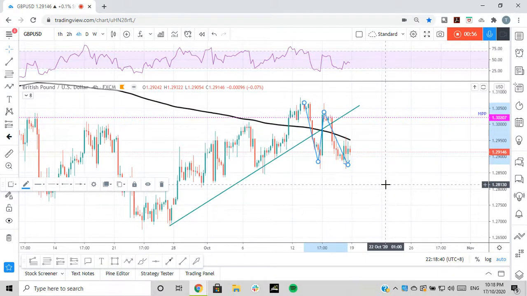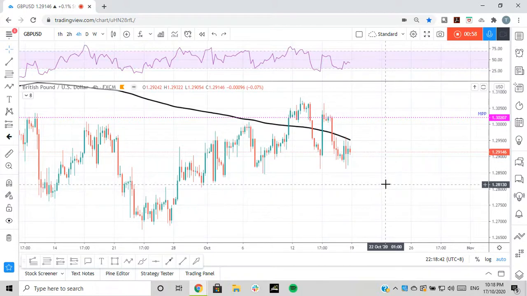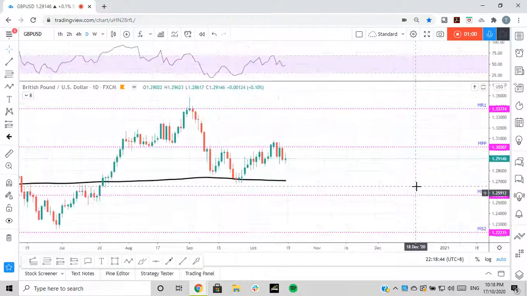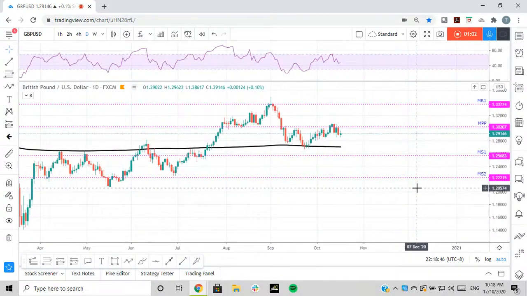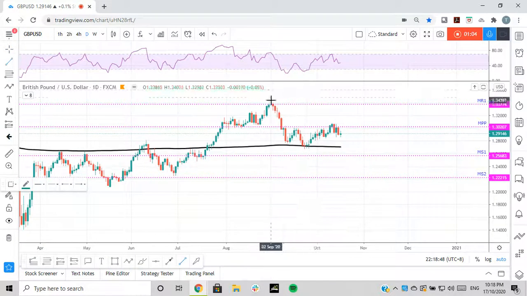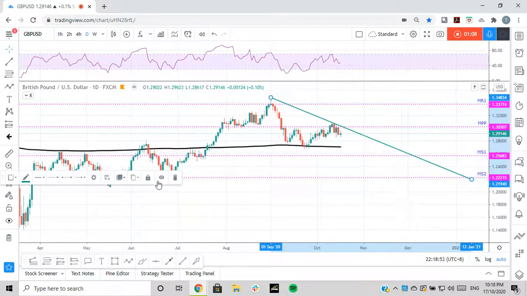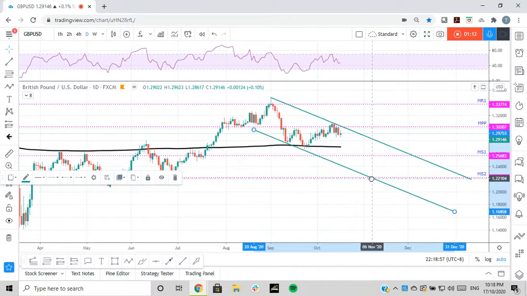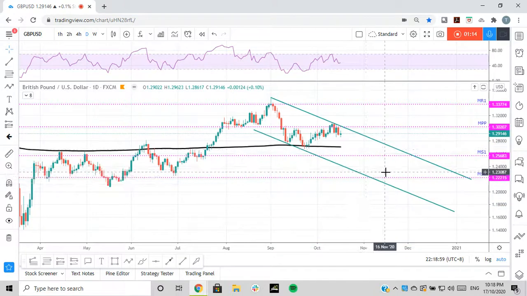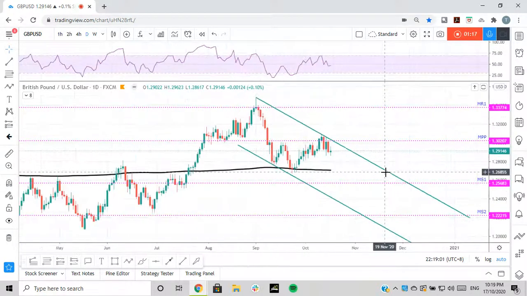So how are we going to trade for pound USD? So let's go back to the daily first. So for the pound USD on the daily time frame, we are actually having some sort of a descending channel. Okay, so something like this. Okay, so this is what I'm actually viewing for pound USD.